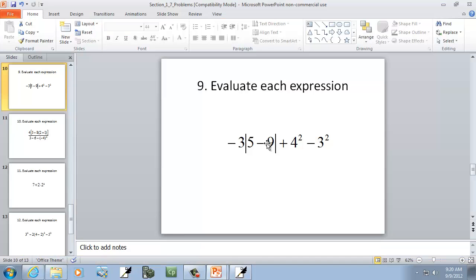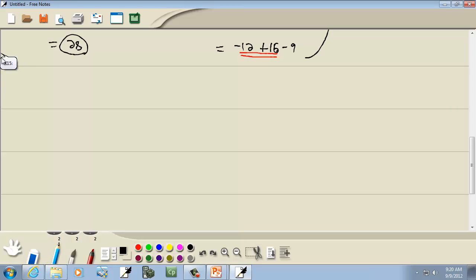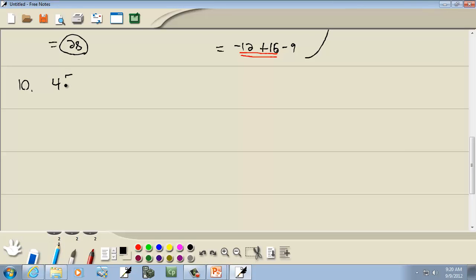And let's look at our next problem. This one's a fraction. We do fractions a little bit differently, which is why I chose to show you one.